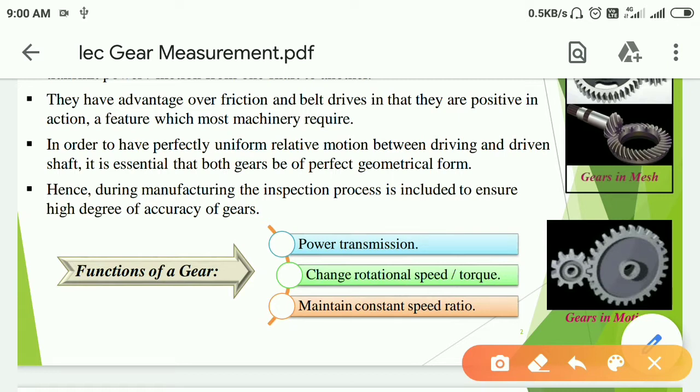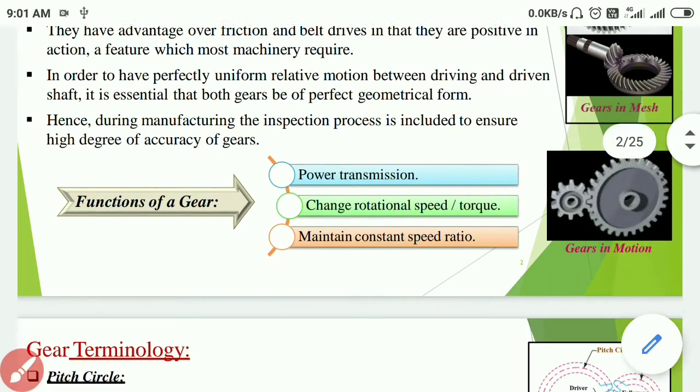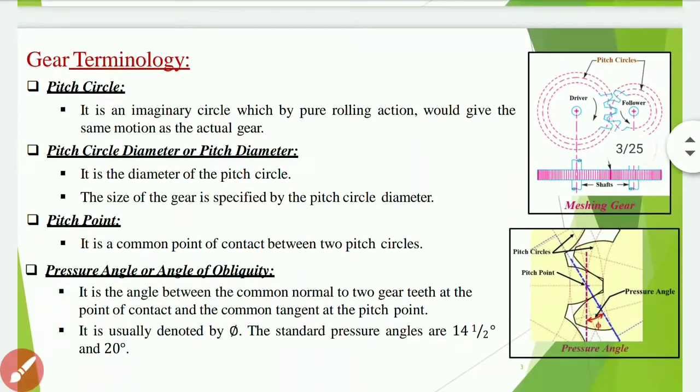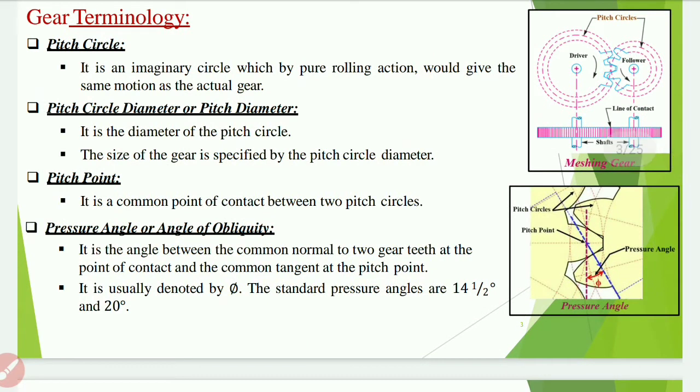The first function is for power transmission. The next function is to change rotational speed or torque and maintain constant speed ratio. Let's move to the next slide, that is gear terminology. We need to understand details about the gears.